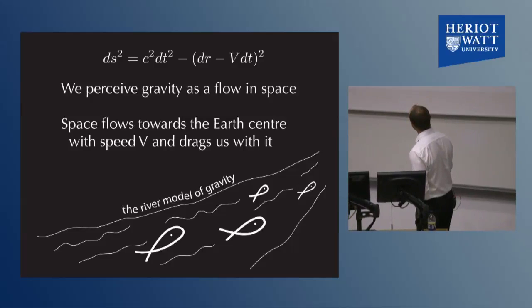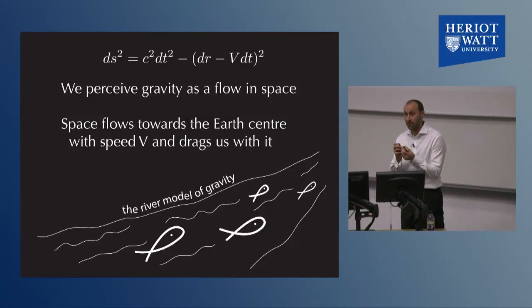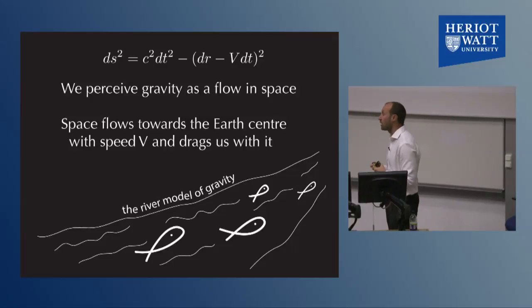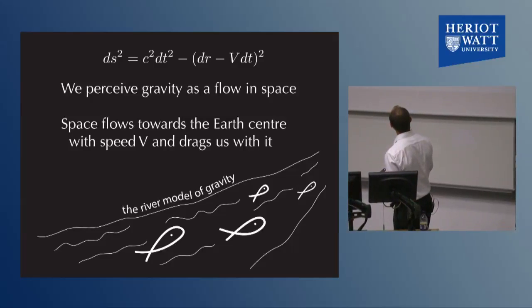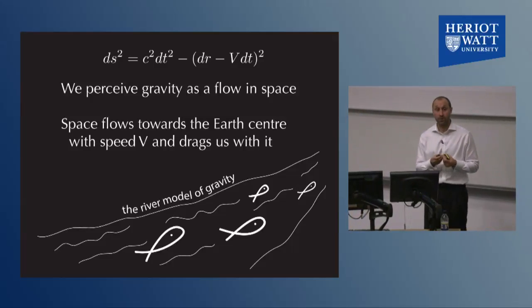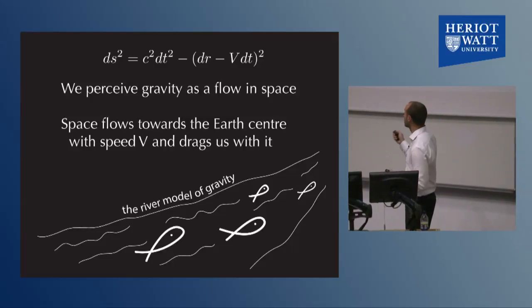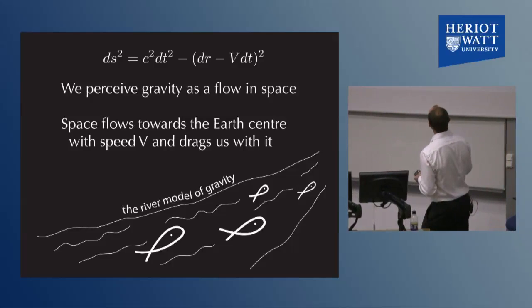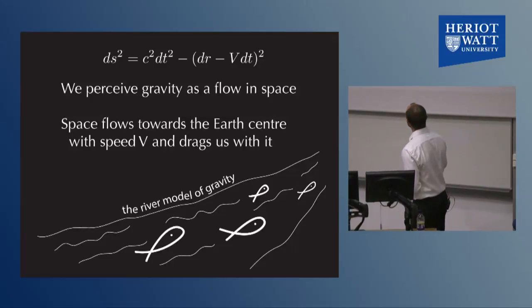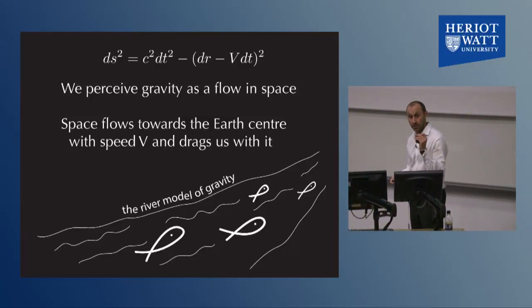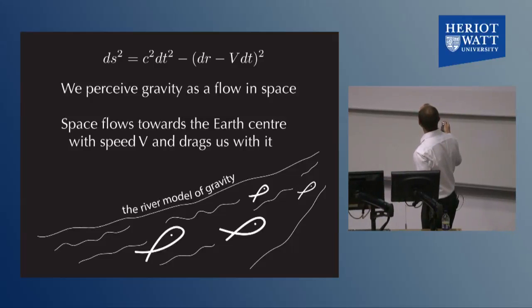So this ds squared is telling you precisely how to measure the distance between two points. We have this dt here. This is a time interval, okay? So the way in which we measure the distance between two points also depends on time. The most important bit in this equation is this one here. This is dr, this is a spatial interval, minus v, this is a speed, times my time interval.